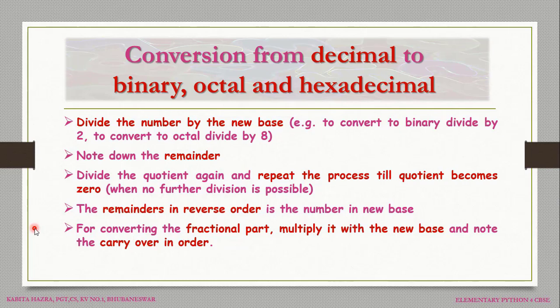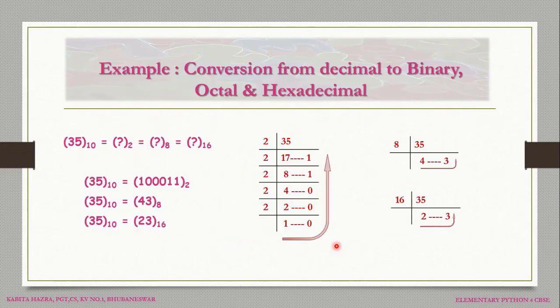Then note down the remainder. Divide the quotient again by the new base and repeat the process till the quotient becomes 0. That means when no further division is possible. Collect the remainders in reverse order, and this is the number in the new base. For converting the fractional part, multiply it with the new base and note down the carry in the order in which they are obtained. Let us see some examples.